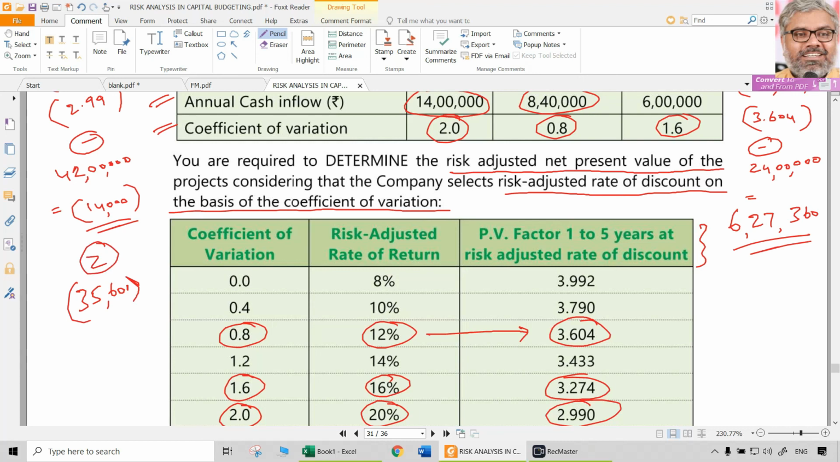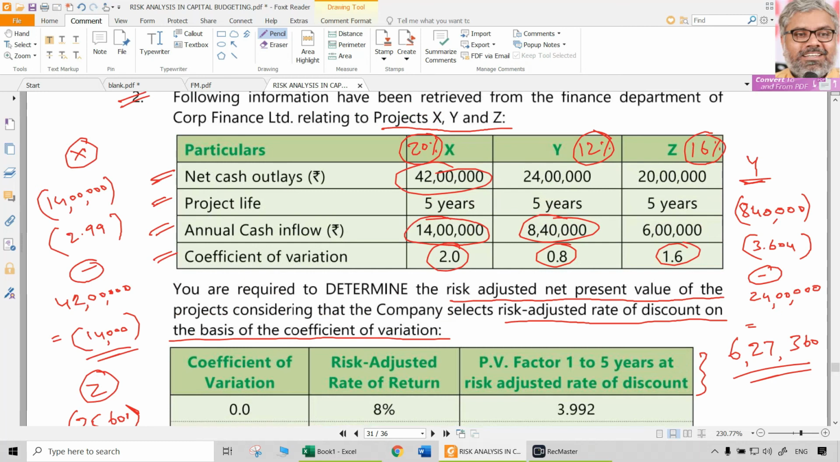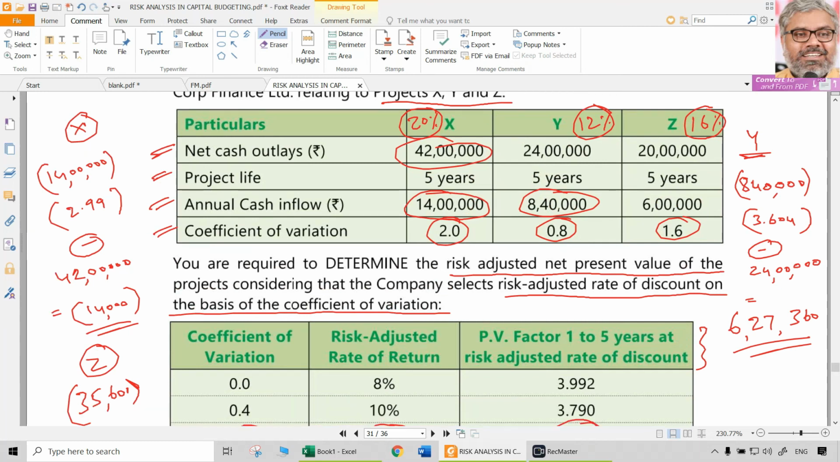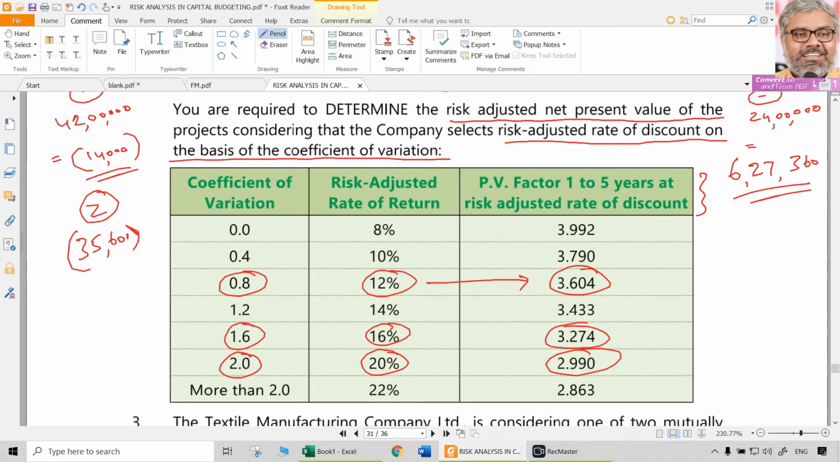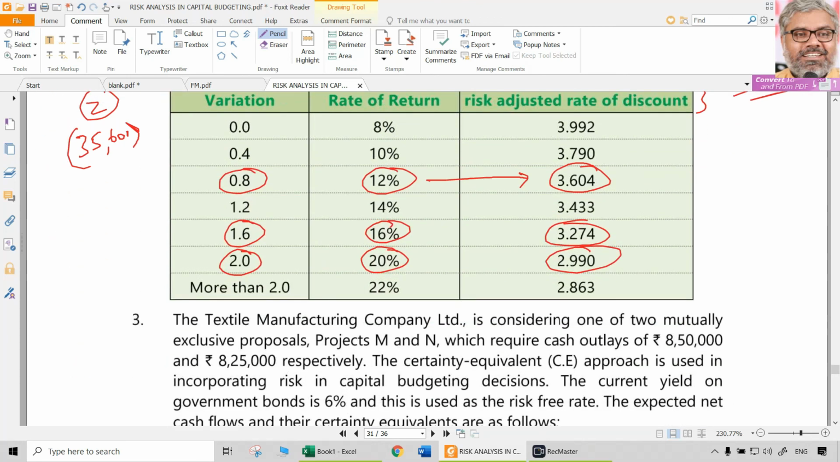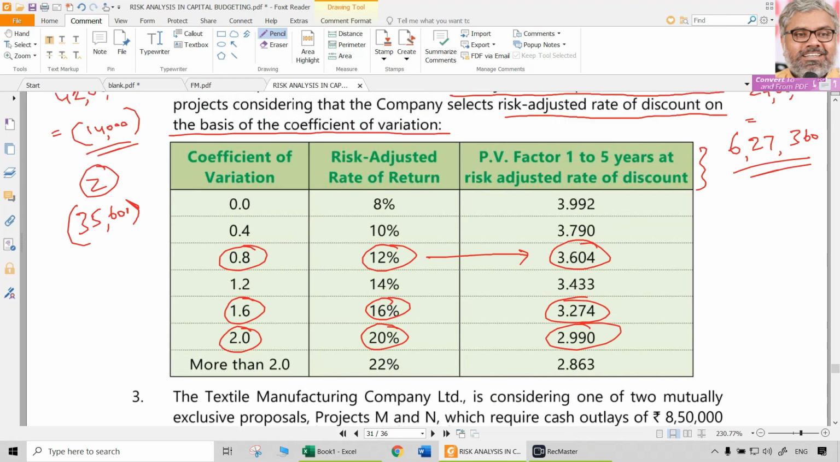So if at all question is asking which project to be selected, project Y has to be selected. X and Z are having negative NPVs. Only Y is having positive NPV. But in this case, that was not asked. So just calculate, that's all. Calculate the risk adjusted NPV, that is enough.